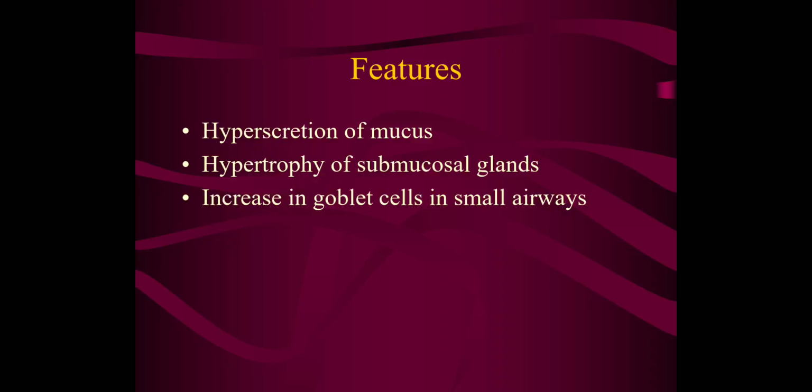And what are the features of chronic bronchitis? There will be hypersecretion of mucus with hypertrophy of the submucosal glands. Okay, and also there will be an increase in the goblet cells. So these are the 3 important features. There will be increased secretion of mucus, increased glands, and increased goblet cells. So these 3 features you should keep in your mind.